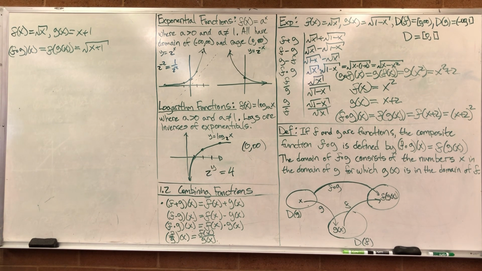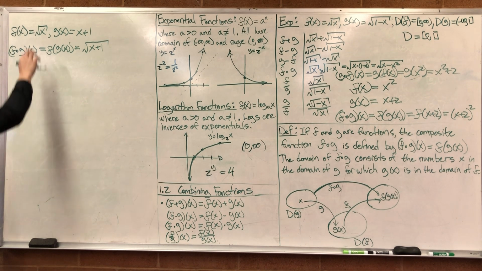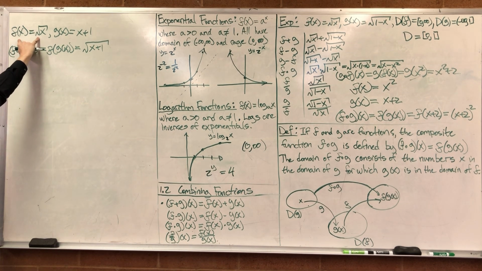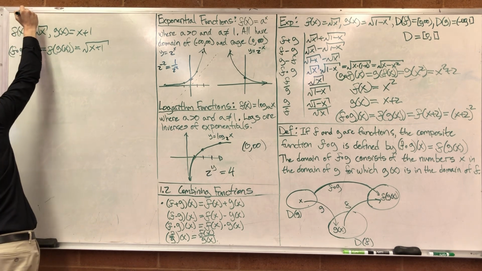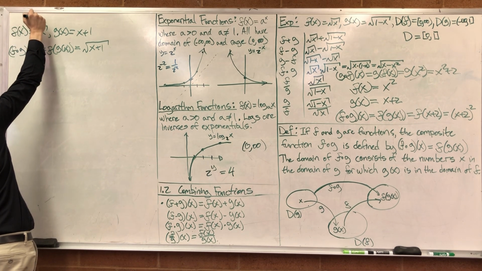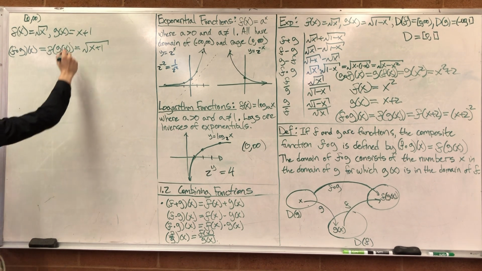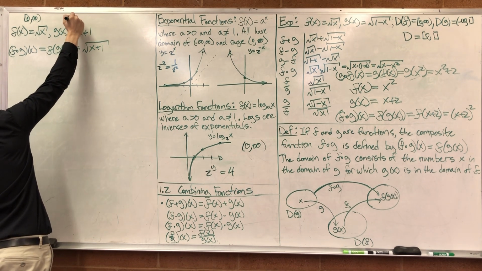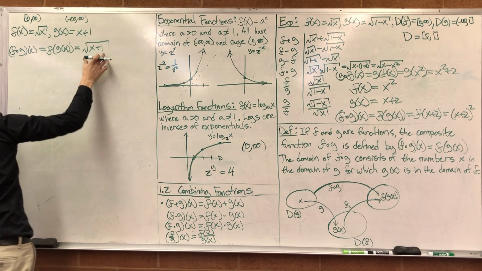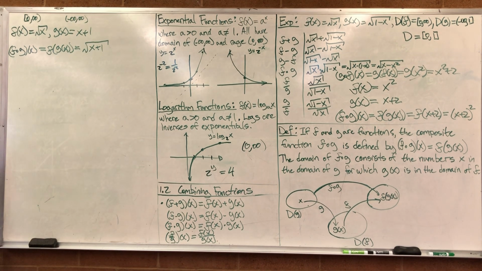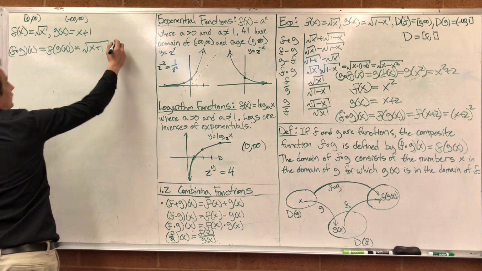You see all that in one go? Okay, so let's notice some things real quick about domains here. What's the domain of this function? 0 to infinity. What's the domain of this function? Any number. Everything. And what's the domain of this function? Negative 1 to infinity.